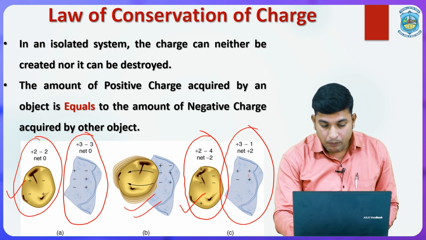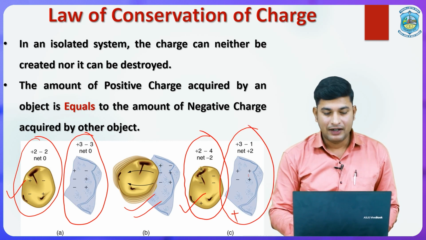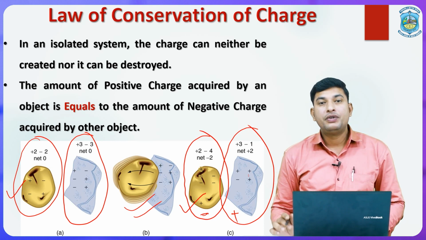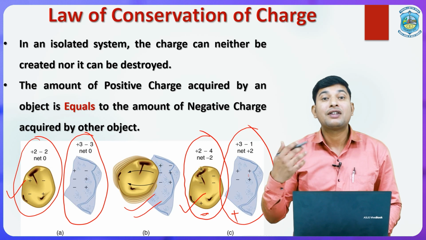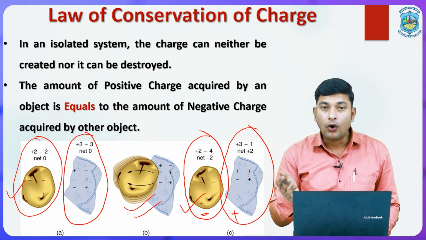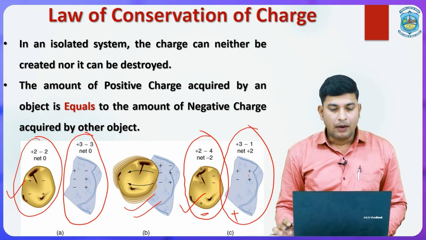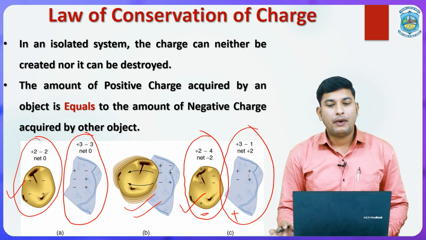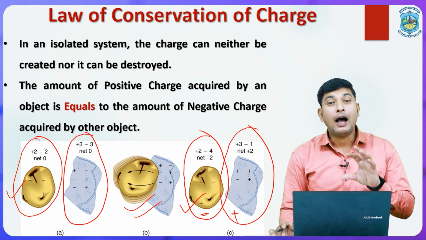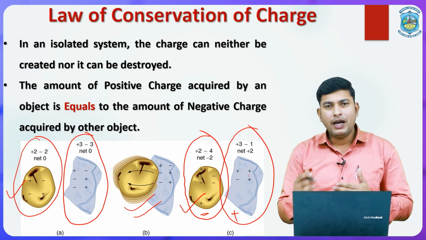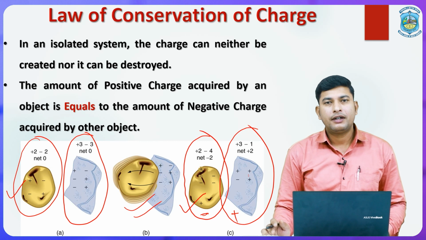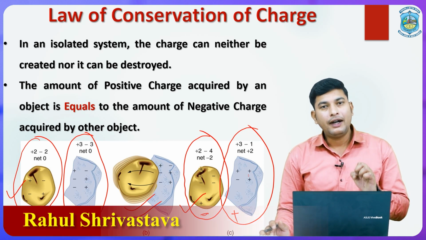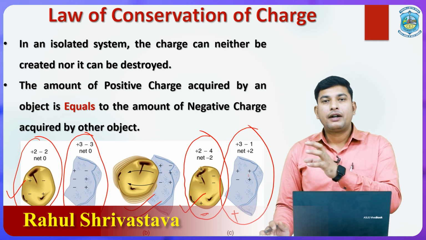So it has become positively charged and it has become negatively charged, and this is how every object, every substance will get charged, either positively charged or negatively charged. So the amount of positive charge acquired by an object is always equal to the amount of negative charge acquired by the other object. If we are totaling it, it is completely equal to each other, and the magnitude will be the same for each other.